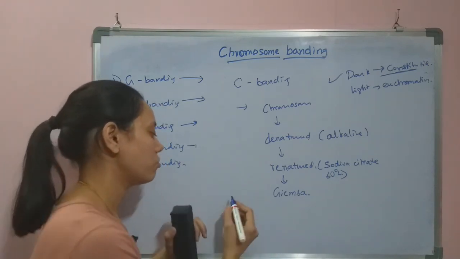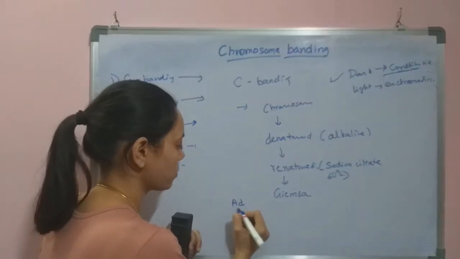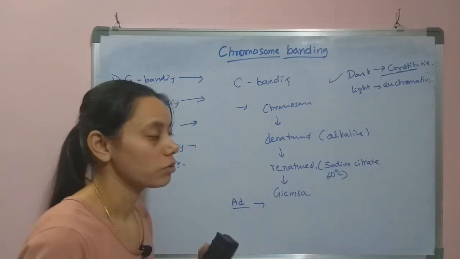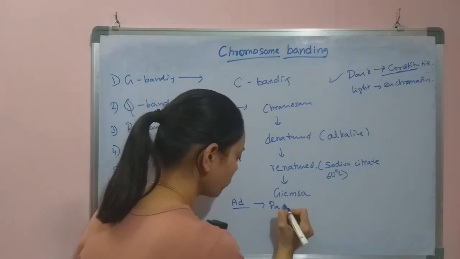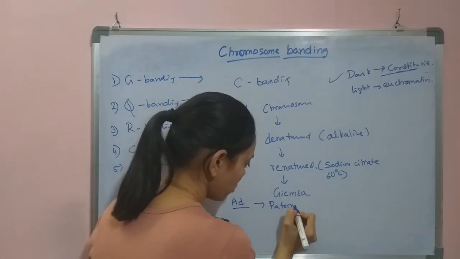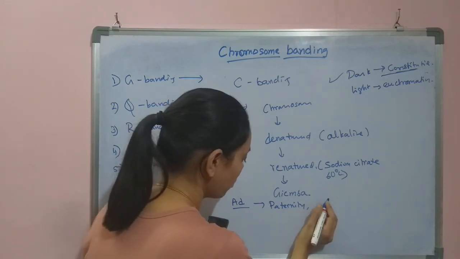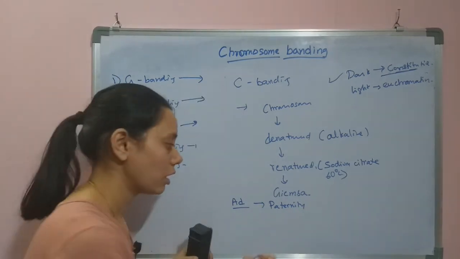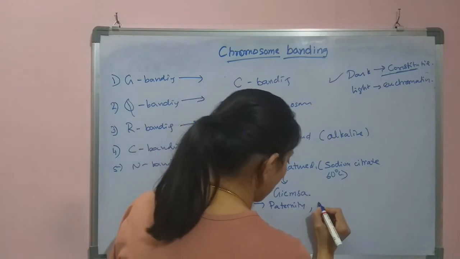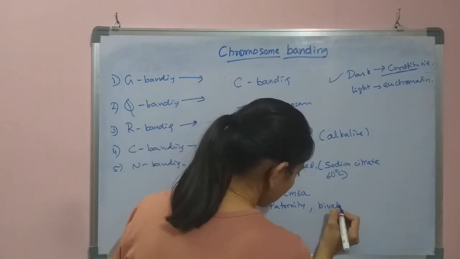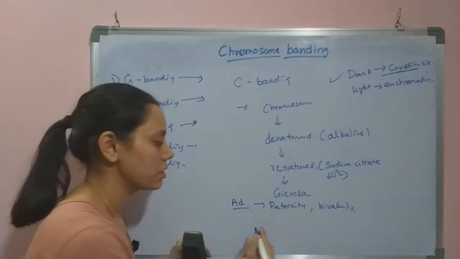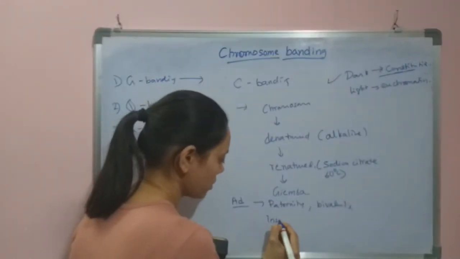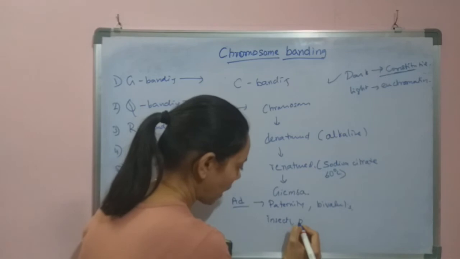So coming to the advantages and disadvantages of this method, there are many advantages. We can find out the paternity, bivalence, and identify insects, plants.